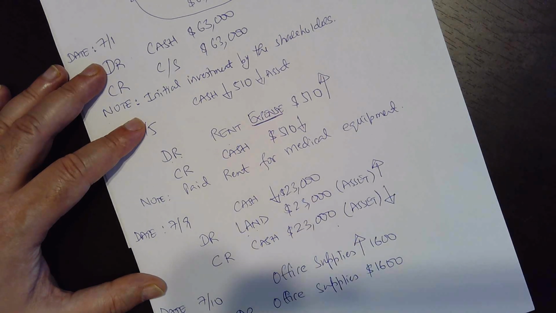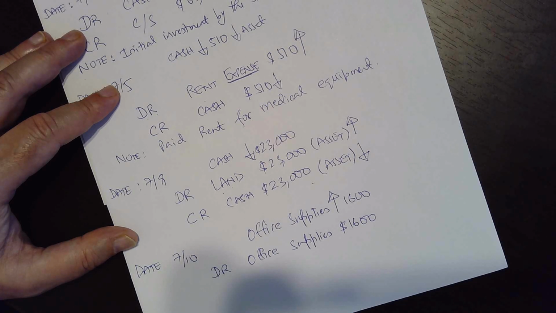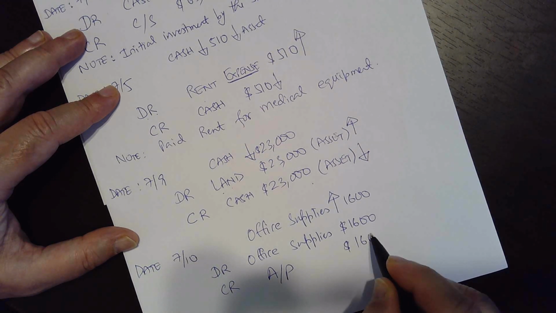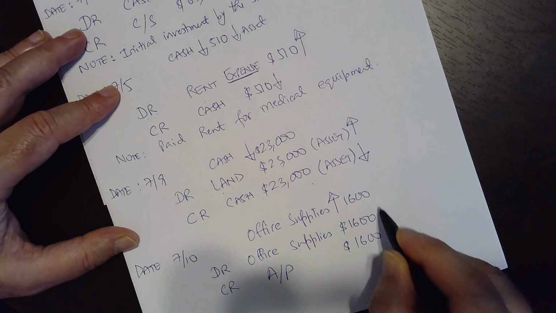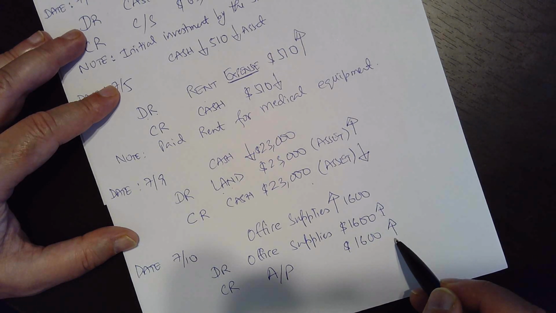Now, when you purchase something, you usually pay with cash. But in this scenario, they are buying this on account. They are not paying cash, and they are promising they will pay cash later. So that means a liability, say accounts payable, is going up by $1,600. So in this case, the asset is going up, so you debit it, and the liability is going up, so you credit it.